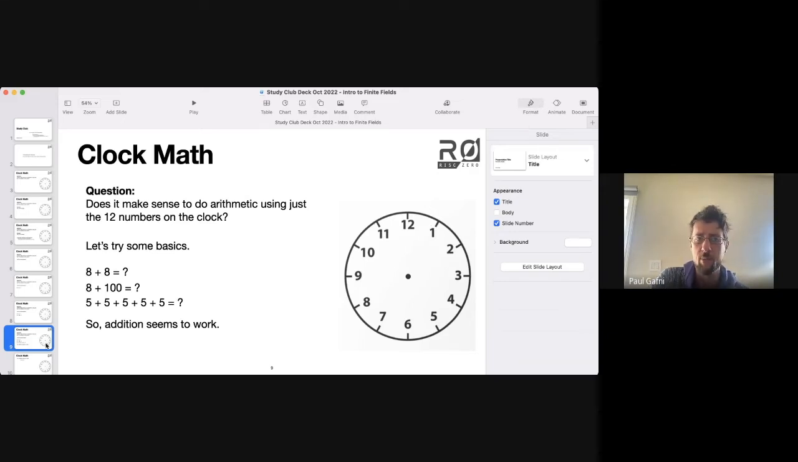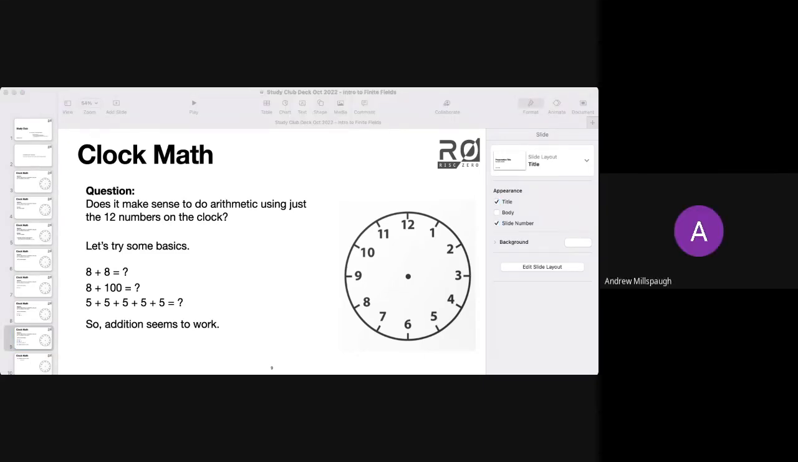Any questions about this basic idea of doing addition on the clock? Is that a hand? No, that was an admit. Gotcha.